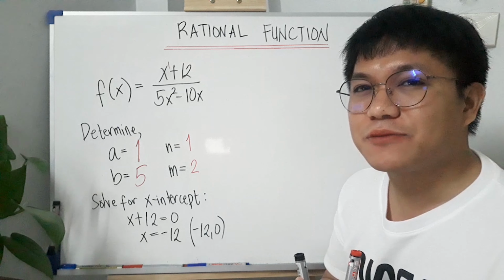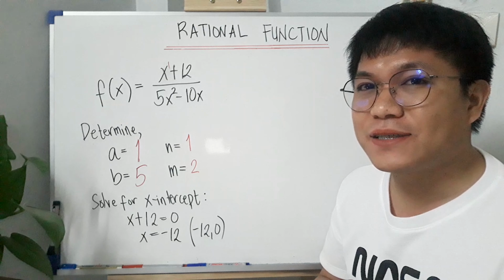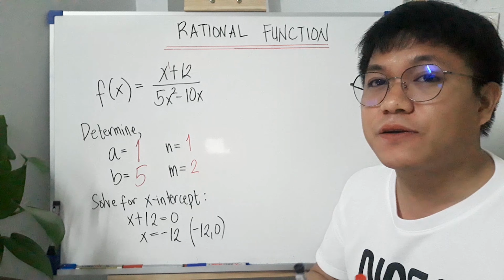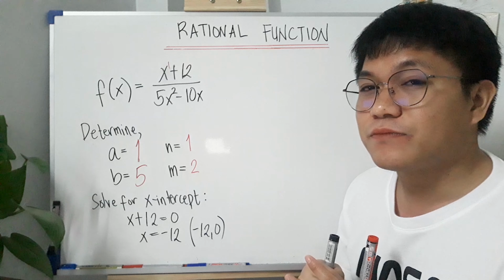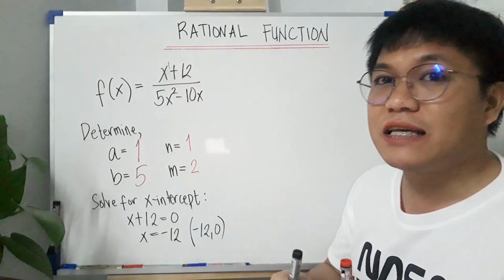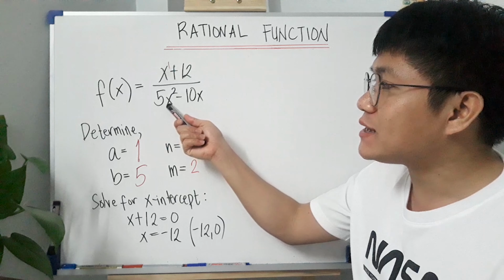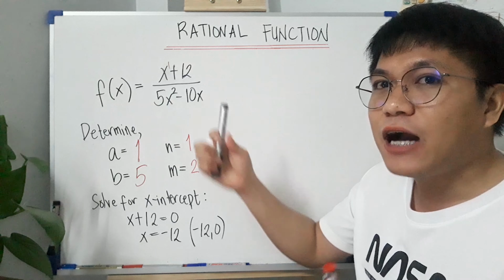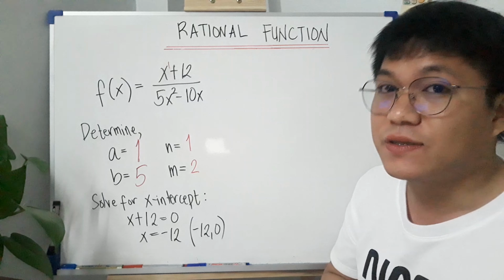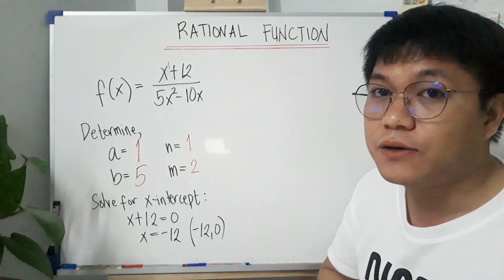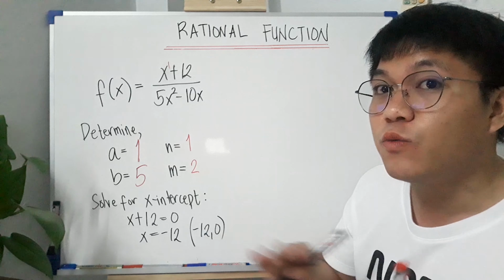How about the y-intercept? As we all know, in solving for the y-intercept, we are going to solve for the function f of 0. That means we are going to substitute 0 for all the x given. If you substitute 0 in the denominator, both x squared and x, our denominator will become 0. That means in this case there is no y-intercept, because if we solve for f of 0, our denominator will become 0. So the rational function has no y-intercept.